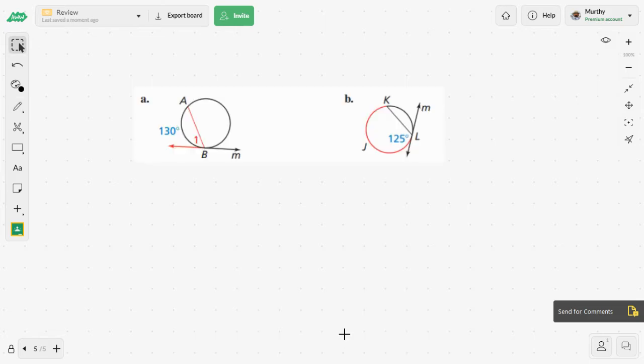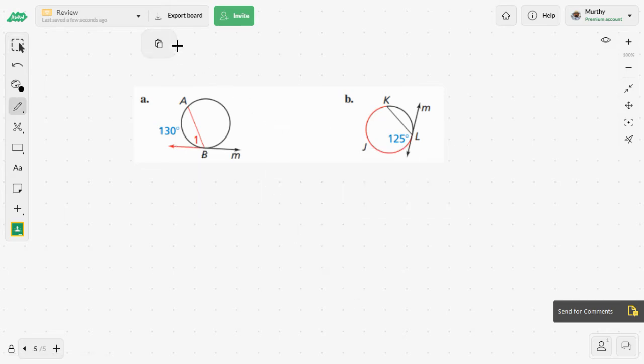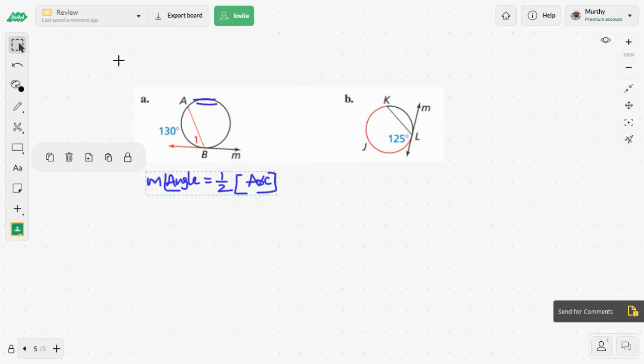Okay, so a couple of examples are taken, but how to solve this one, apologies. Okay, so how to solve this one, oops, it is not completely copied. That's fine. Okay, so here measure of angle equals half the measure of arc. This is the point we take while solving.